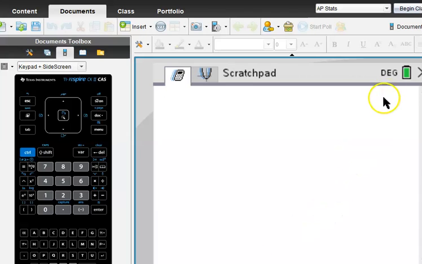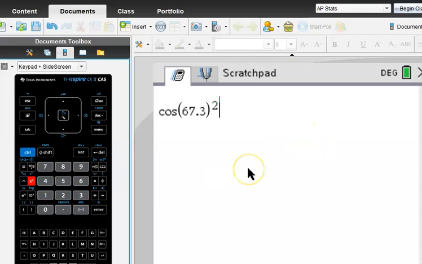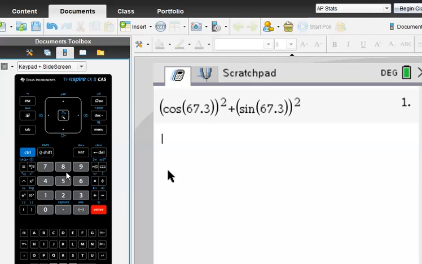So I'm in degrees right now, and I'm just going to type in one of these properties. Cosine of, I'll just make up an angle, 67.3. To square this on your calculator, you're going to put the squared outside the parentheses, plus sine, and I have to put in the same angle to make this true, squared, equals 1. No matter what angle you put in, no matter whether you're in degrees or radians, this statement will always equal 1.